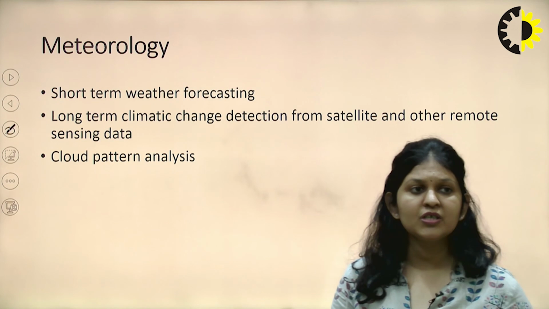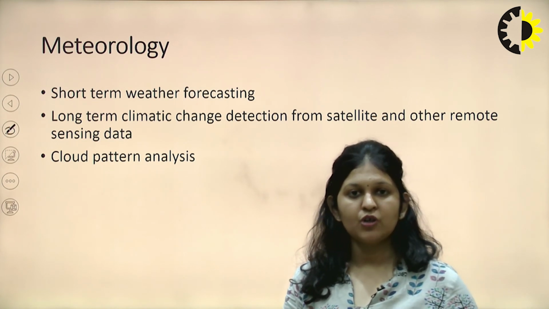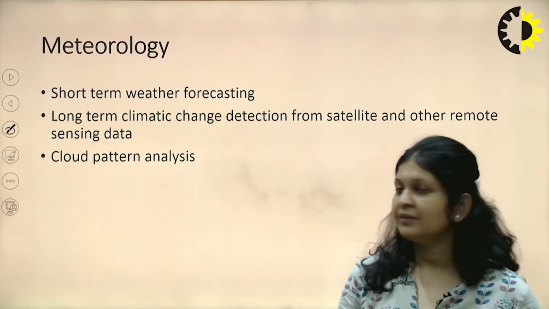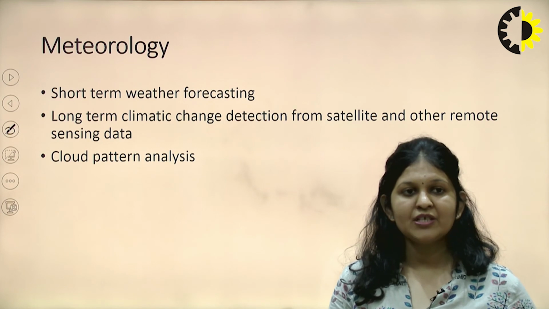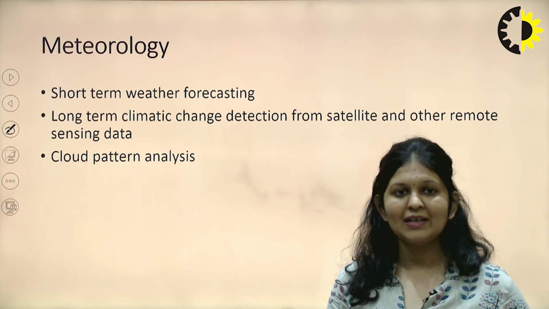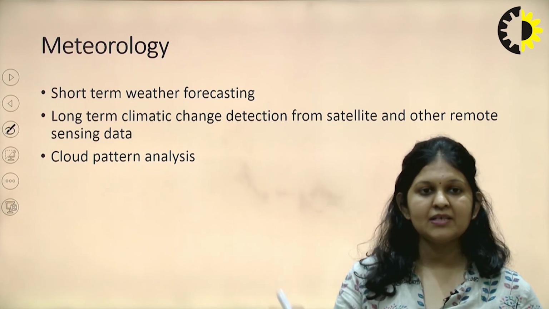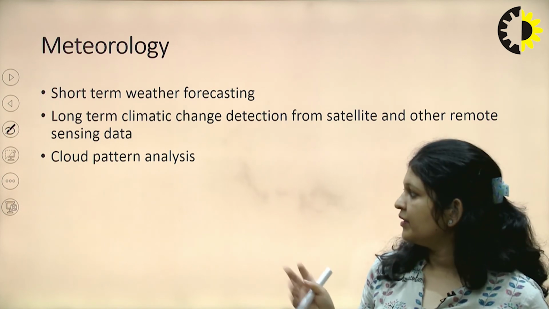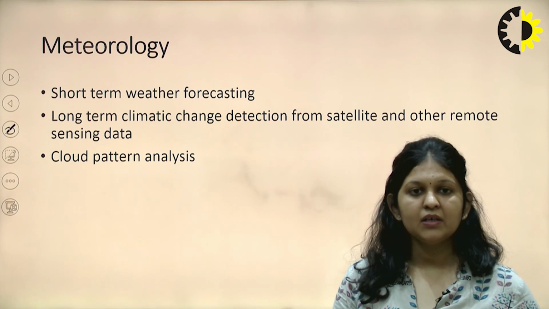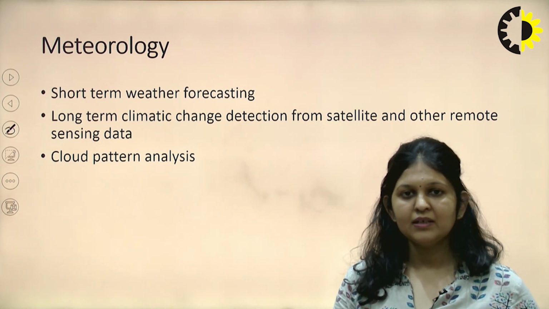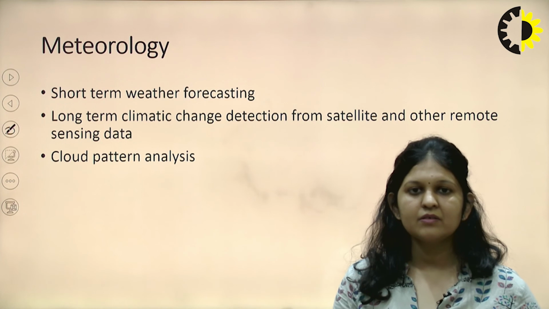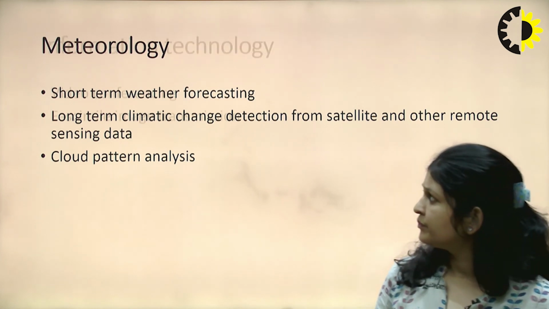Then meteorology, short-term weather forecasting can be done. Then long-term climate change detection from satellite and other remote sensing data can be used so that calamities can be avoided. Then cloud pattern analysis can be done so that certain calamities in a particular area because of the bursting of clouds can be avoided.